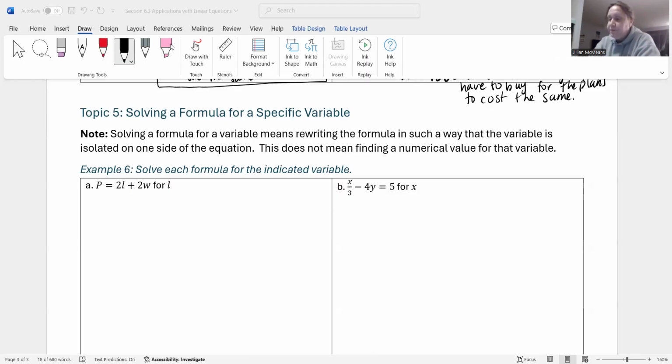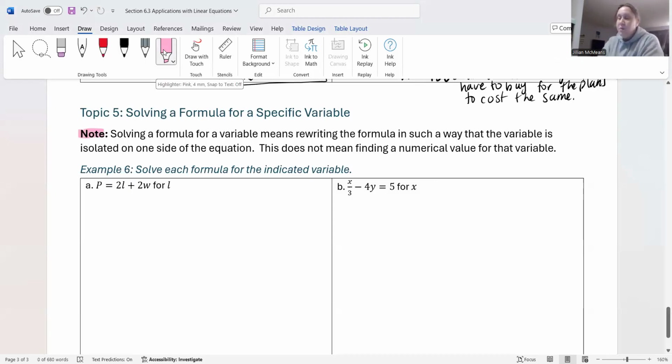So I do have a little note here. Let me get my pen. Note. Solving a formula for a variable means rewriting the formula in such a way that the variable is isolated on one side of the equation. So whatever variable is in question, you want to get it all by itself on the left, everything else on the right. This does not mean finding a numerical value for the formula. We need to be really, really clear on that. What we're doing is just rearranging the formula so that one variable is standing on the left by itself and everything else is on the right.